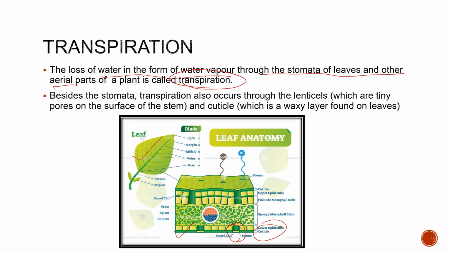Besides stomata, transpiration also occurs through lenticels, which are tiny pores on the surface of the stem, and the cuticle, which is the waxy layer found on the leaves. So these are the routes of transpiration: through lenticels, through cuticle, and through stomata. From the aerial parts of the plant, the water is lost. So this is called transpiration. Now we should know the relation between transpiration and transpirational pull. So let us move on to that.